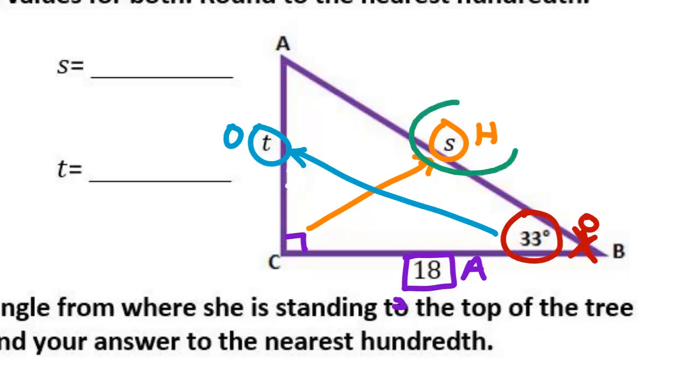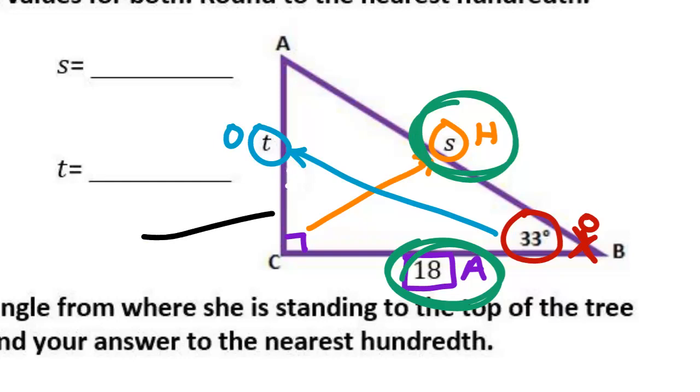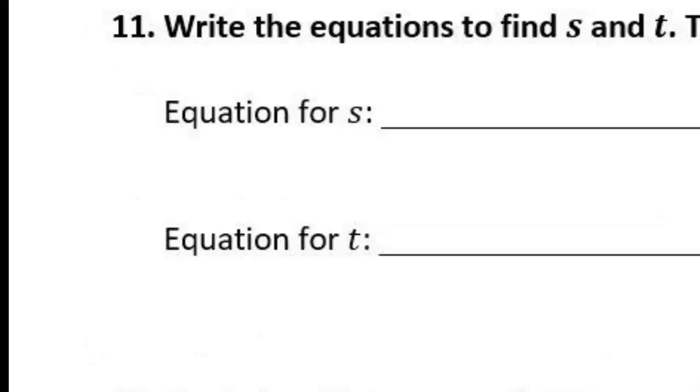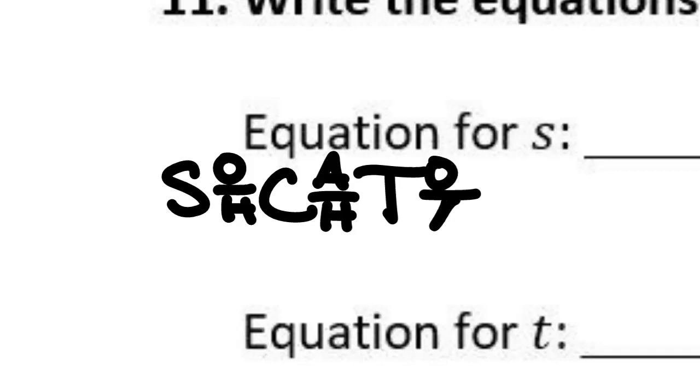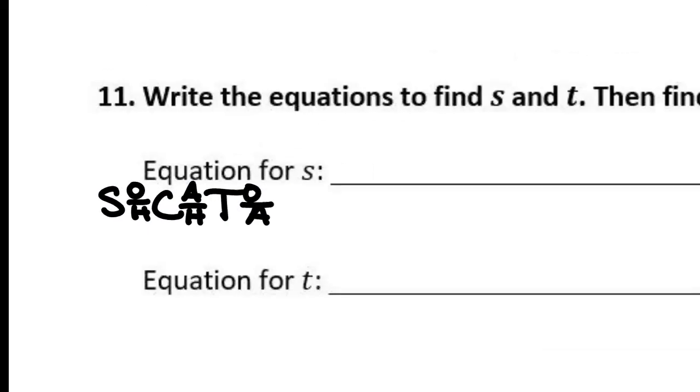If we want to find S, we need the hypotenuse, and I know the adjacent side. So let's think about SOHCAHTOA for a moment. SOH, CAH, TOA. We want the hypotenuse, so I need either sine or cosine, so I'm not going to use tangent. And I know the adjacent side, so that means I'm going to have to use cosine.